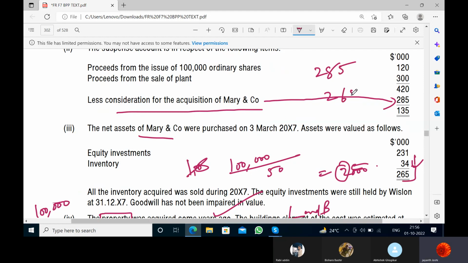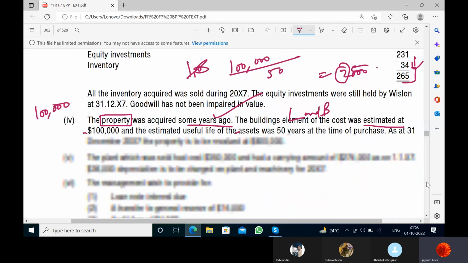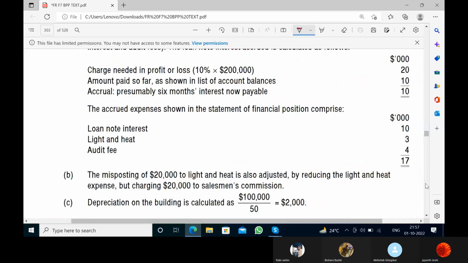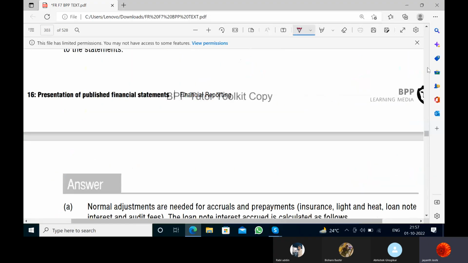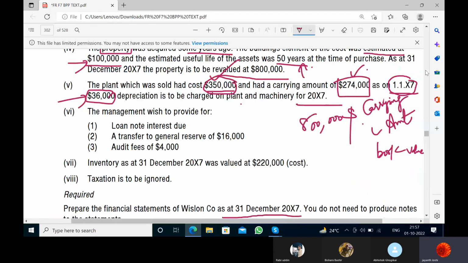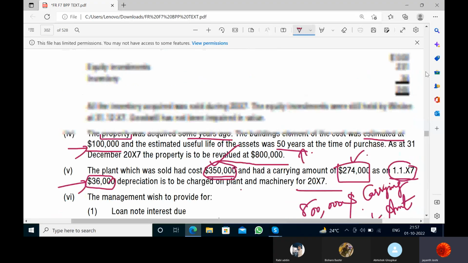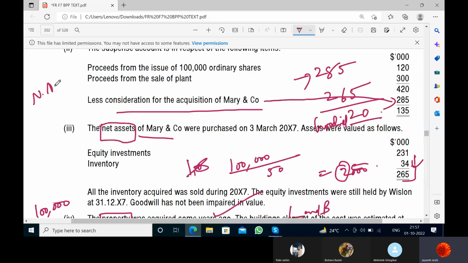So can I say you paid extra how much? 20. Can I say this is goodwill? Whatever extra you paid for acquiring that company is goodwill. Yes. So some excess amount which you paid to acquire a company's net assets. What do you mean by net assets? Total of assets minus liabilities. You should understand this terminology. Net assets is nothing but total of assets minus total of liabilities. That is equal to equity, and equity and net assets mean the same.